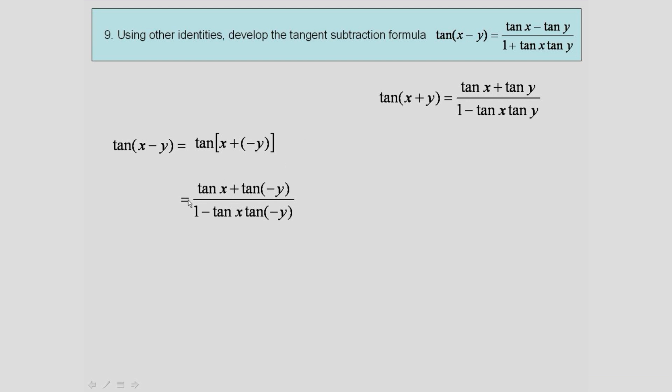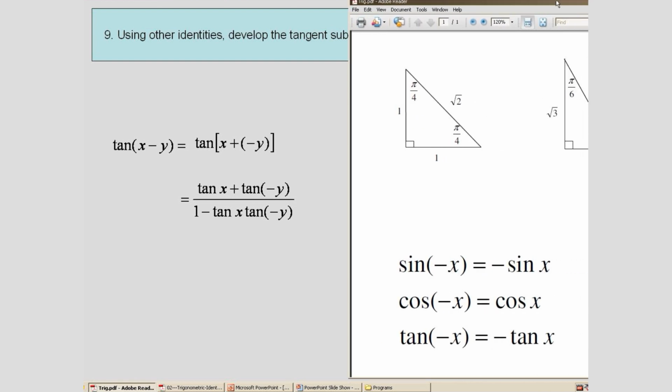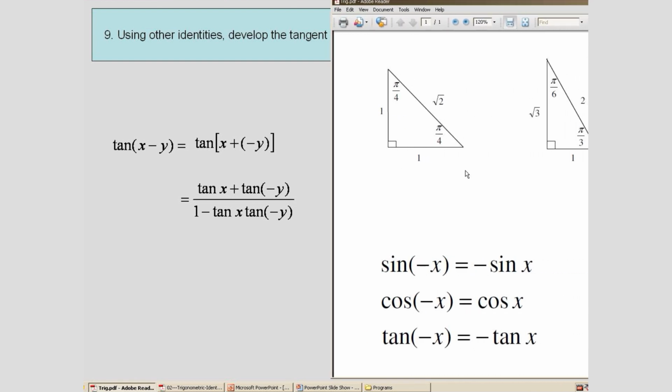Now, we're almost there, actually. This is just about it. The only thing is tan negative y can be simplified, so we need to simplify that, okay? And we need to end up looking like this. So how do we do it? Well, if we look back at some of these little identities that we were working with earlier, one of them said that tan of a negative angle is the same as negative tan of the positive angle. In other words, tan negative x equals negative tan x.